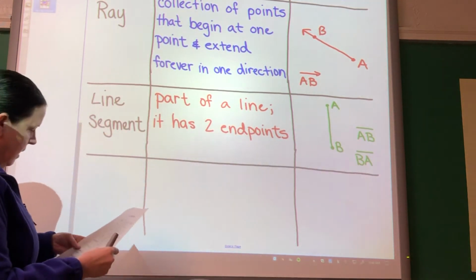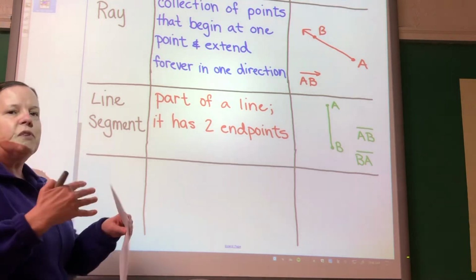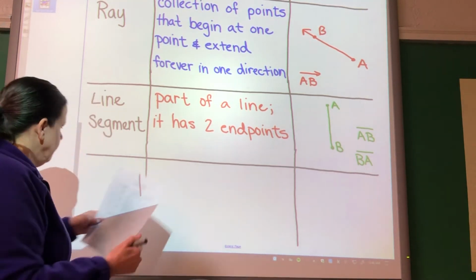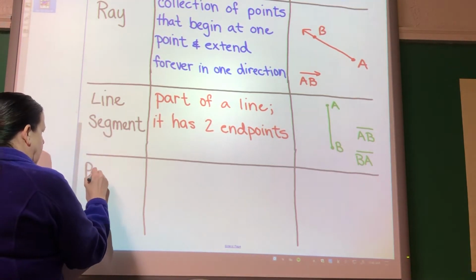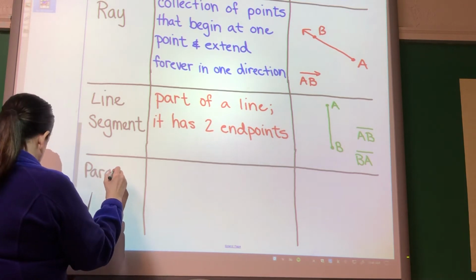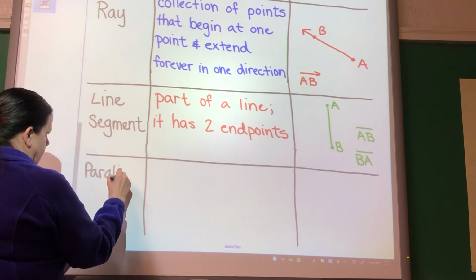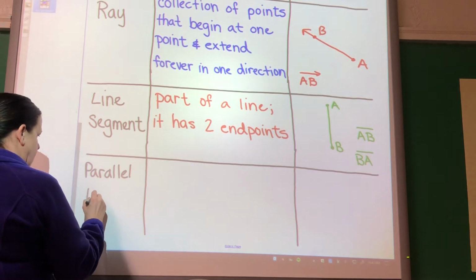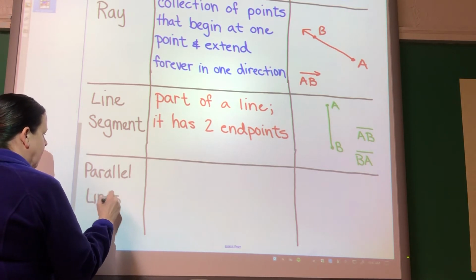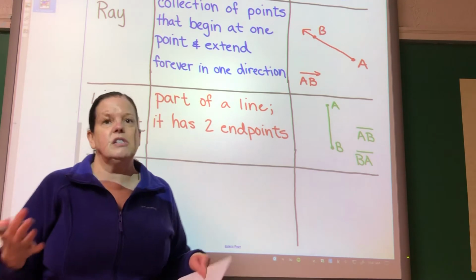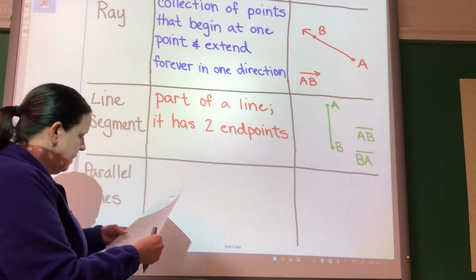Okay, next, now we're going to get into some different kinds of lines here. So first we're going to talk about parallel lines. A lot of times I refer to these as train tracks, and you'll see why here in a minute.